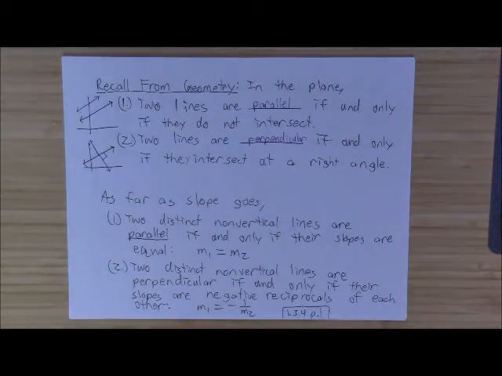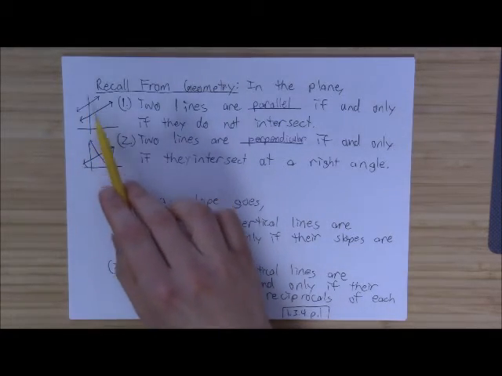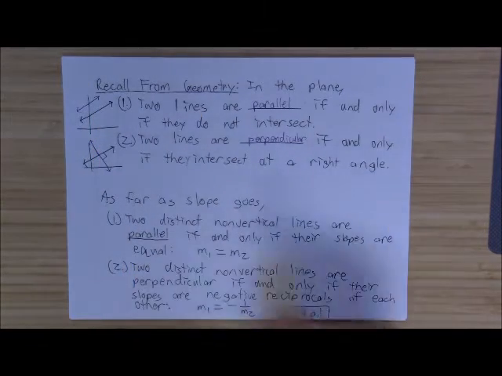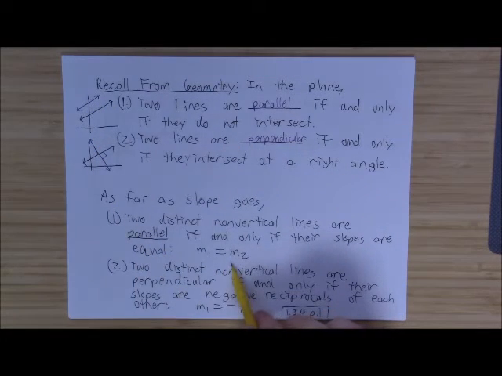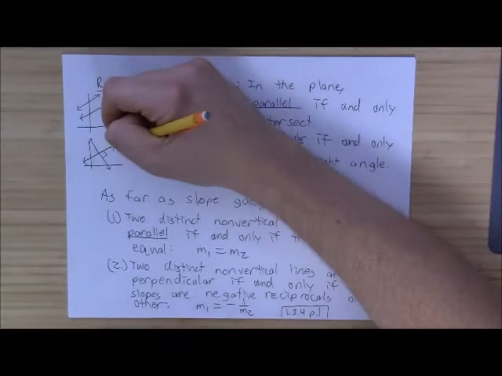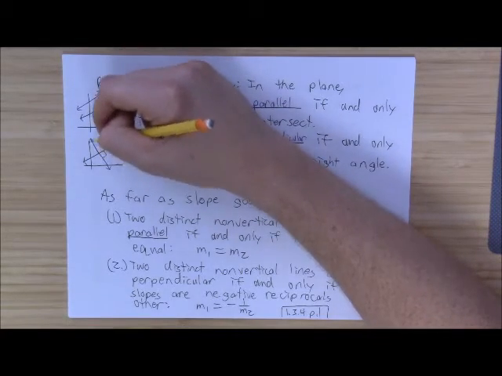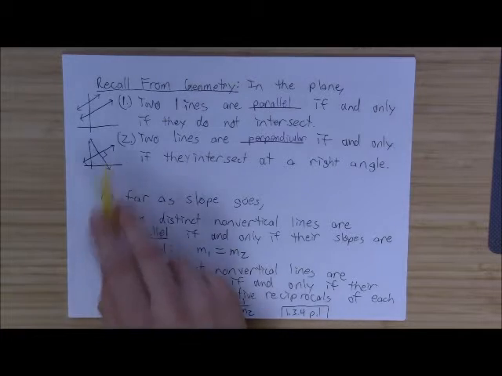Now, for the purposes of slope, it's not too hard to see that these two lines would have to have the same slope, them being parallel. Namely, two distinct non-vertical lines are parallel if and only if their slopes are the same. Namely, if M1 was this slope, M2 was that slope, M1 would have to equal M2. In a similar way, two distinct non-vertical lines are perpendicular if and only if their slopes are negative reciprocals of each other. Namely, if this was M1, how would we find the slope of this? Say it's M2. Well, M1 is negative 1 over M2.